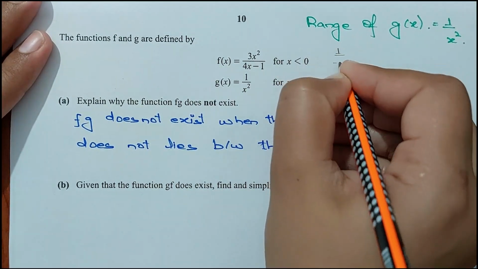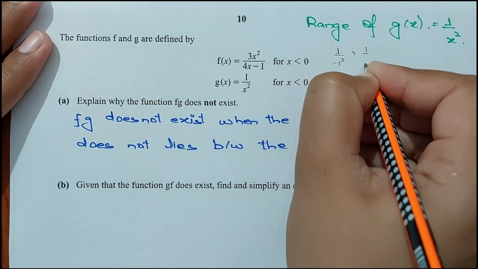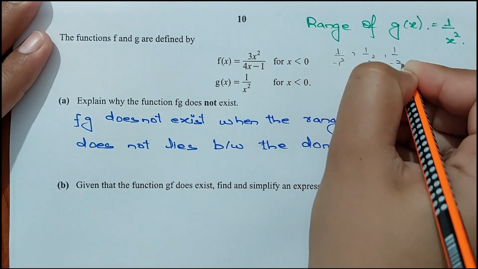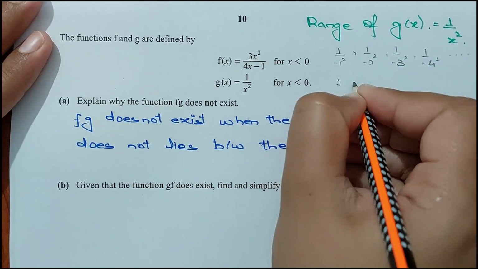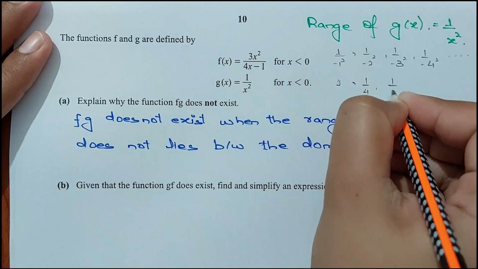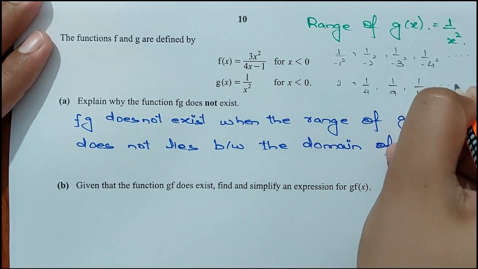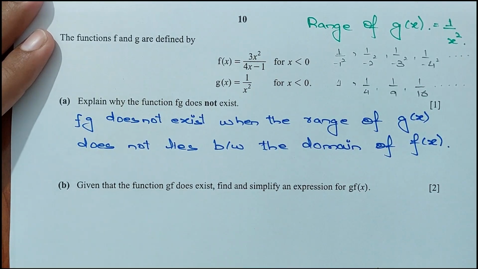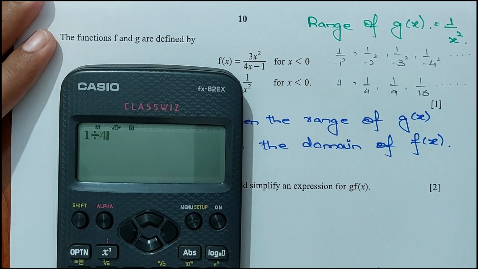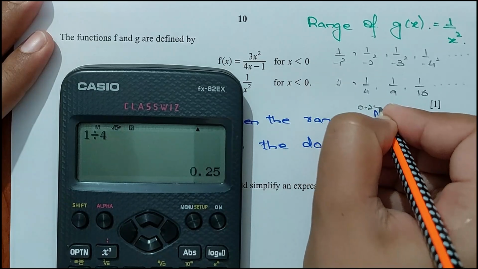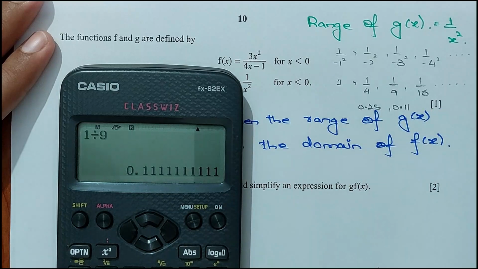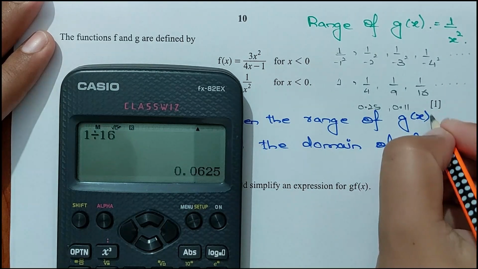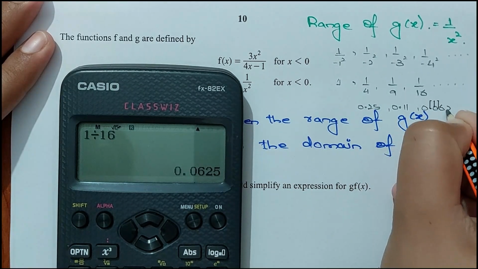We have 1 over minus 1 squared, 1 over minus 2 squared, 1 over minus 3 squared, 1 over minus 4 squared, and so on. This is 1, this is 1 by 4, this is 1 by 9, 1 by 16, and so on. Let me check the answers. 1 by 4 is 0.25. 1 by 9 is 0.11. 1 over 16 is 0.0625, and so on.